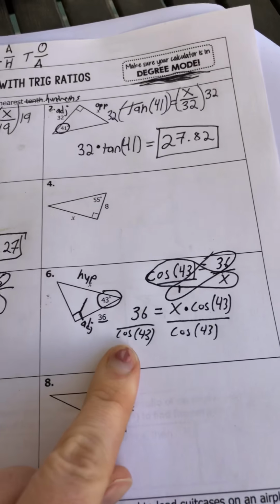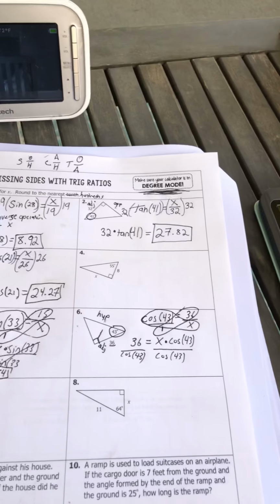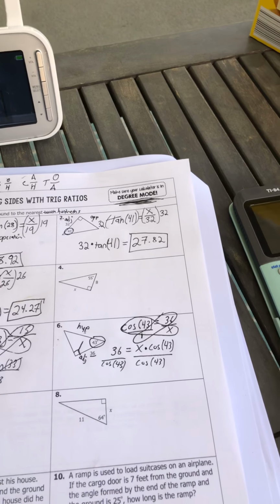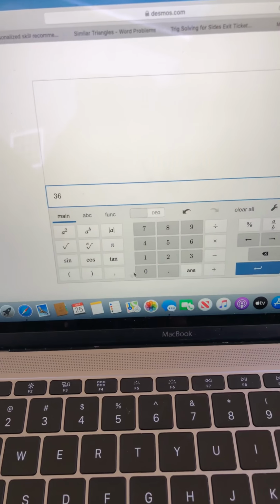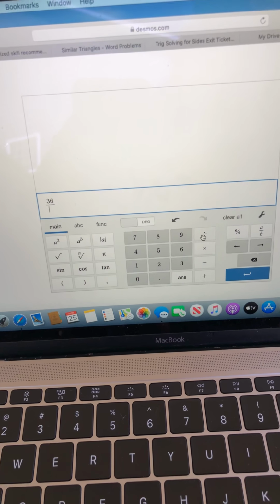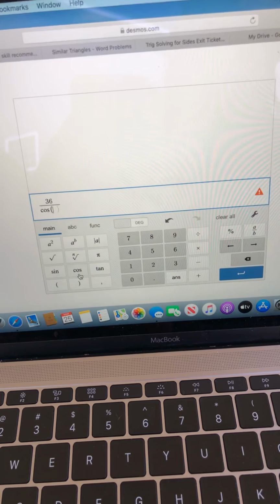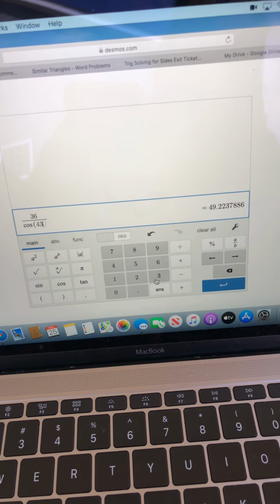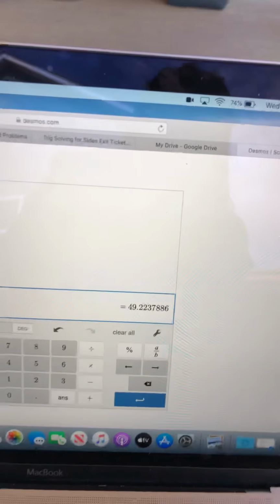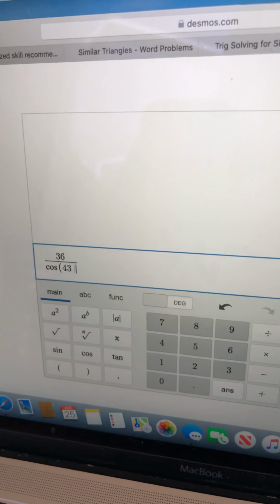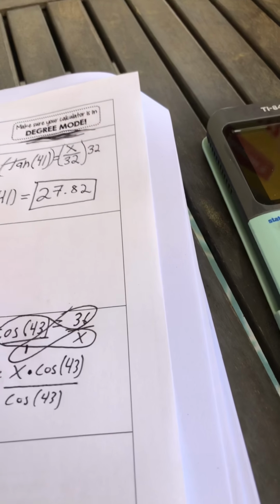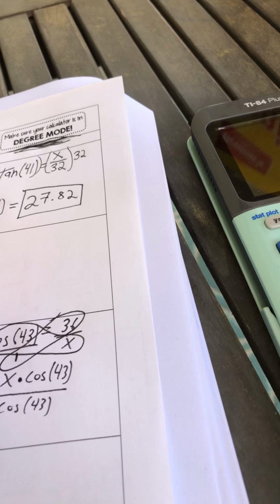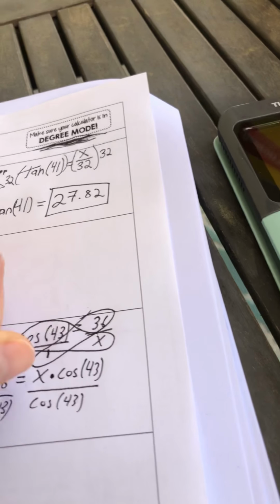So that is what I'm going to type into the calculator. Let's go back to the Desmos. 36 divided by cosine 43. Okay, and we get 49.22. So we write x equals 49.22. I'm going to box it in.